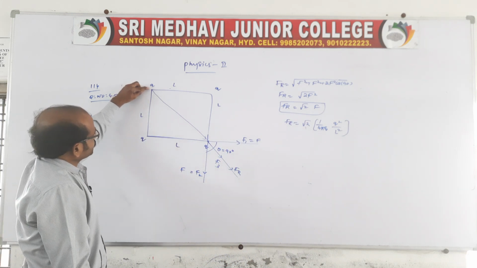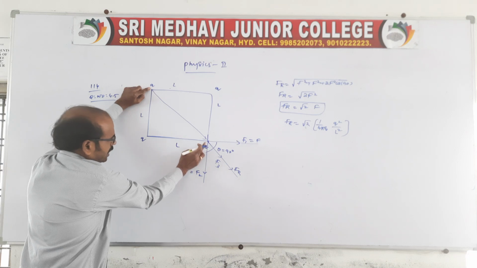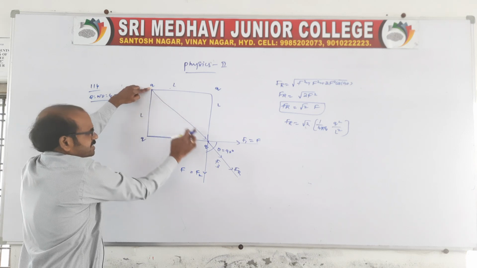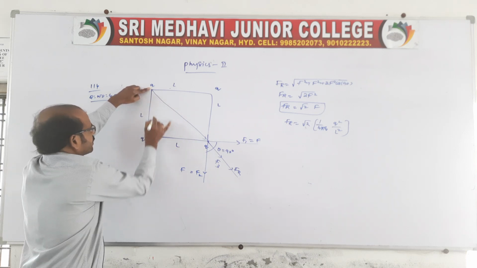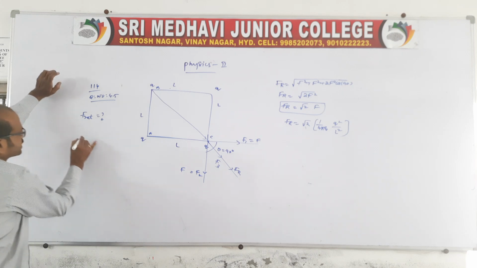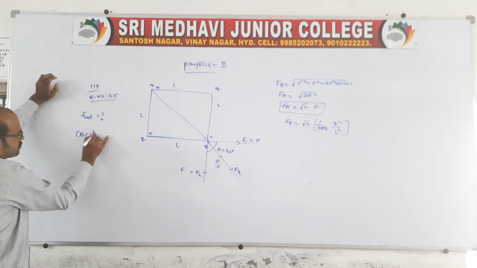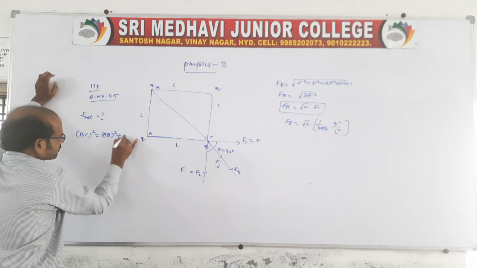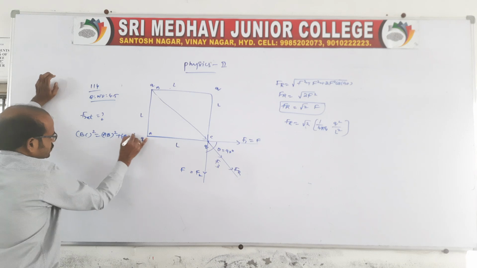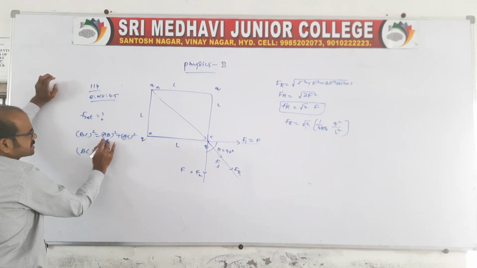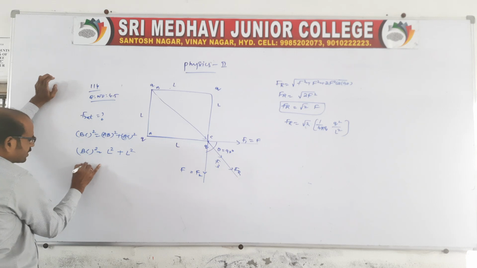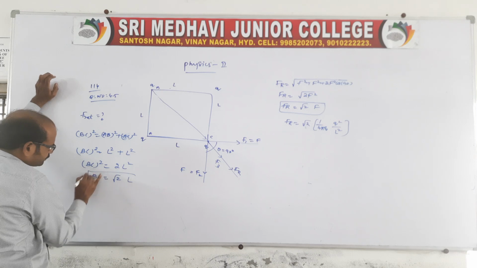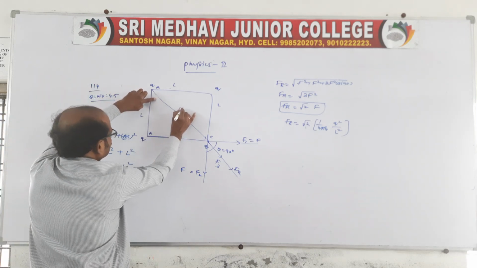Now let us see the force due to the charge q acting at this corner, that force is F3. But we don't know the distance. It is like a right triangle. Apply Pythagoras, say A, B, C. From this right triangle ABC, we can say AC square is equal to AB square plus BC square. So AC square is equal to L square and again L square. So AC square is equal to 2 into L square. So AC is equal to root 2 into L. So the total distance is root 2 into L.